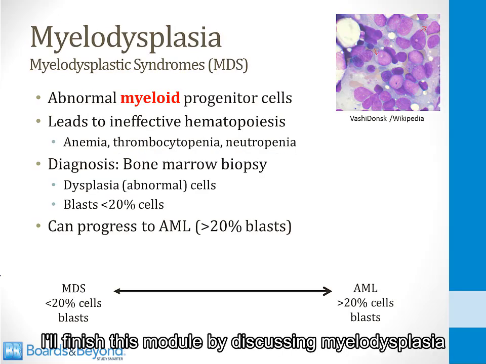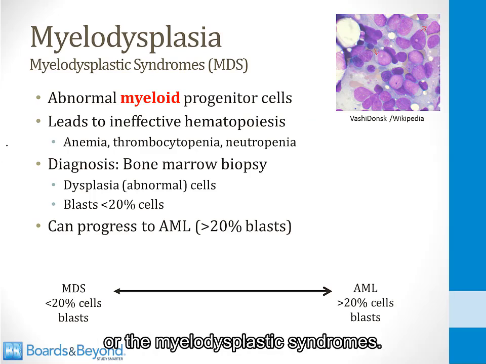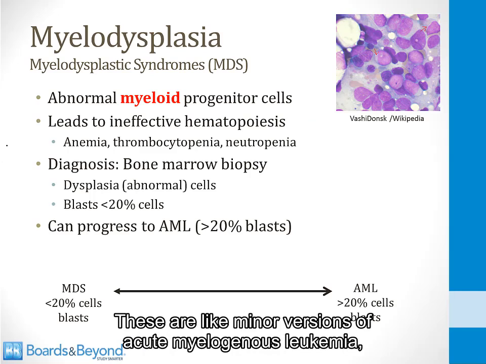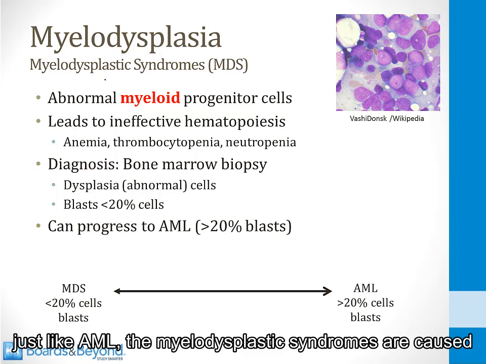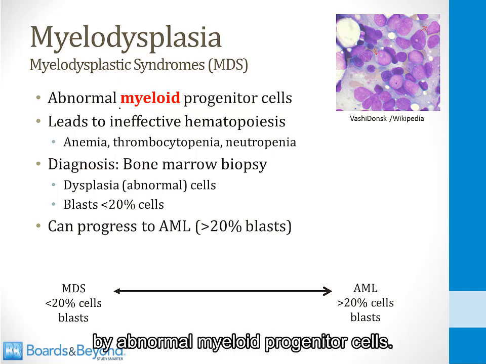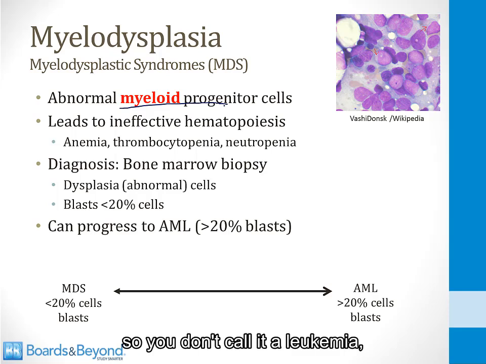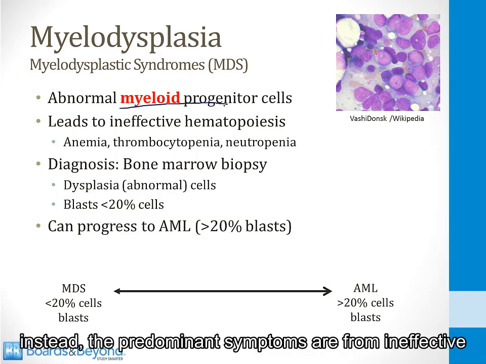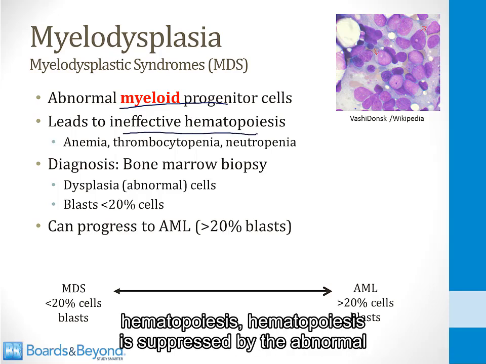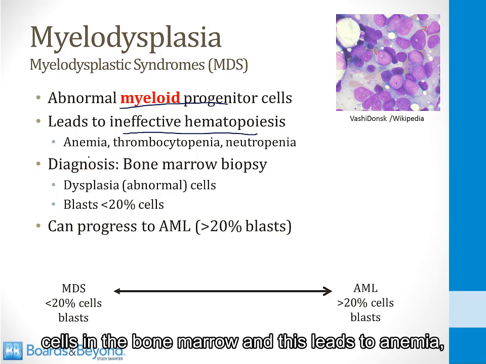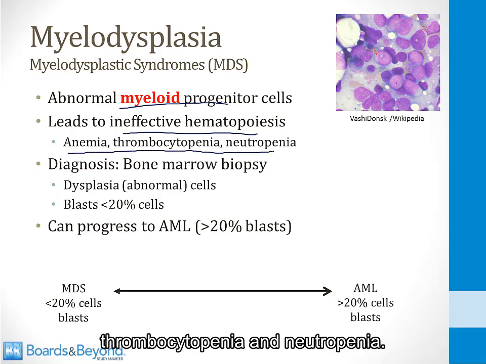I'll finish this module by discussing myelodysplasia or the myelodysplastic syndromes. These are like minor versions of acute myelogenous leukemia. Just like AML, the myelodysplastic syndromes are caused by abnormal myeloid progenitor cells. However, in this case, they don't lead to a high number of blasts in the peripheral blood, so you don't call it a leukemia. Instead, the predominant symptoms are from ineffective hematopoiesis. Hematopoiesis is suppressed by the abnormal cells in the bone marrow, and this leads to anemia, thrombocytopenia, and neutropenia.